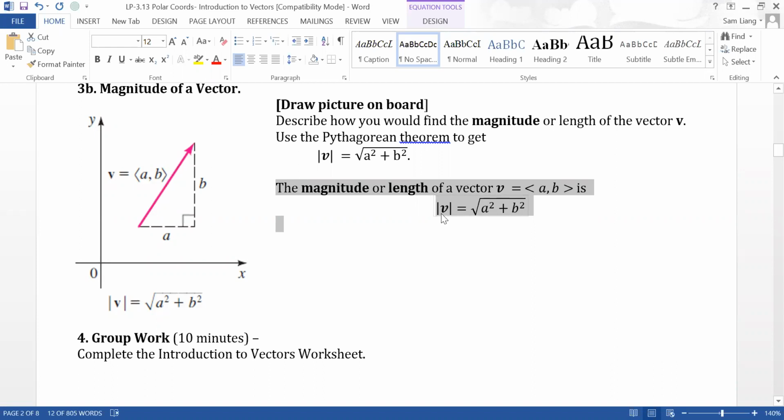I feel like the most difficult part about this is just remembering the notation. If you see vertical bars around v, that denotes that they want you to solve for the magnitude or the length of the vector.